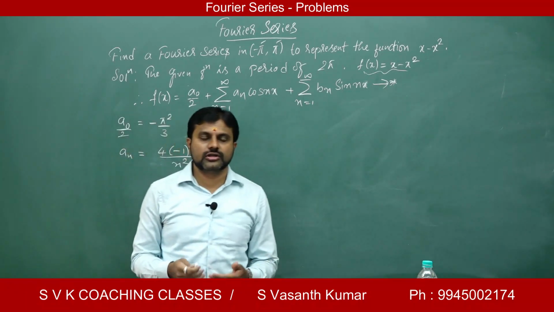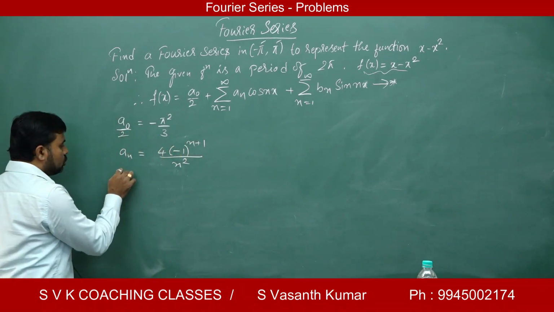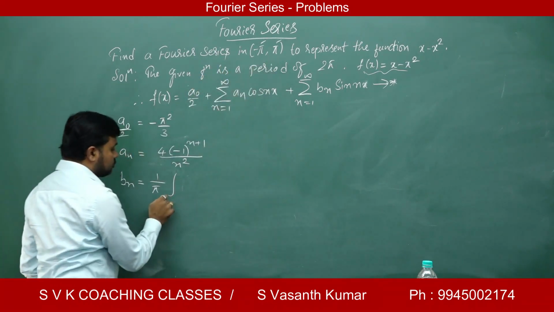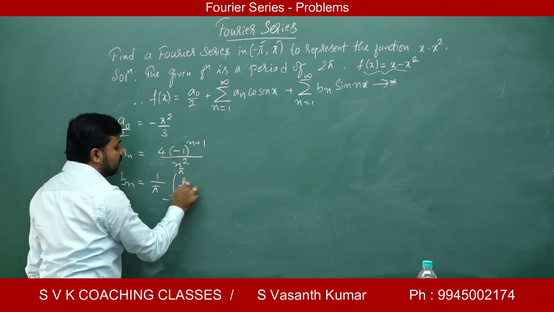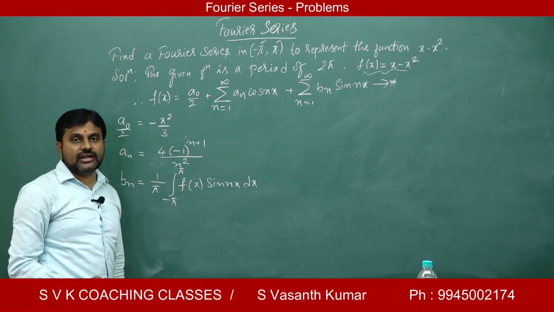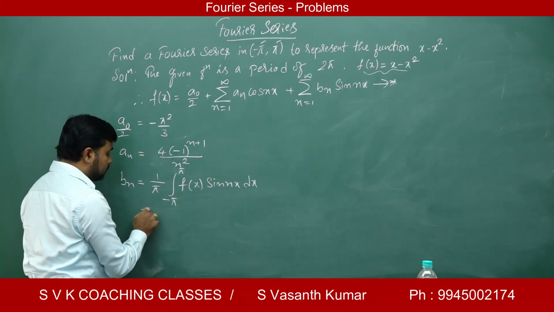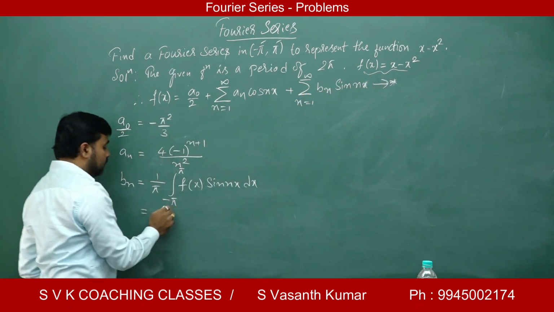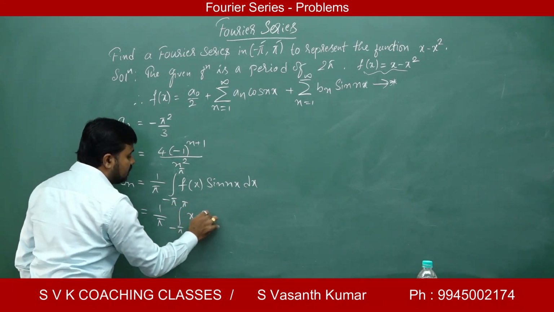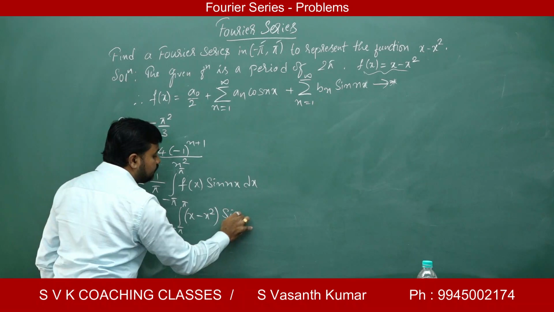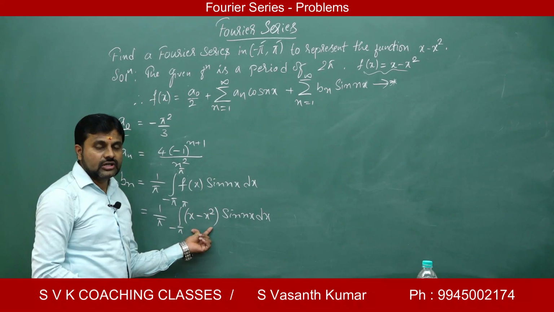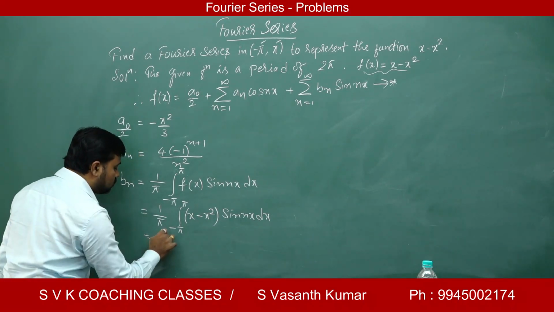Now we are going to find the value of bn. So bn is given by 1 by pi, integral from minus pi to pi of f of x sin nx dx. Now substitute the function f of x, which is x minus x square: integral from minus pi to pi of x minus x square times sin nx. Now again apply Bernoulli's rule, since we have an integrand that is a product of functions, which is equal to 1 by pi.